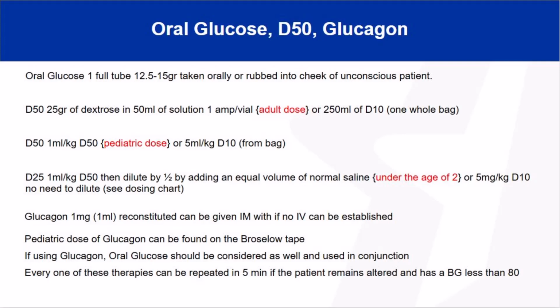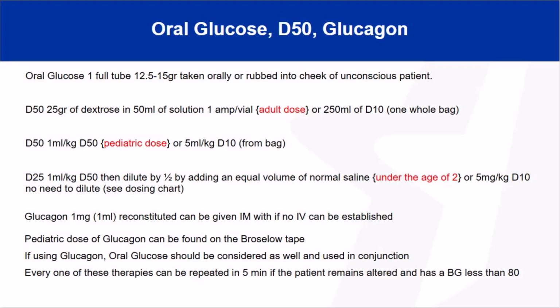D25 is 1 milligram per kilogram. D50, then dilute by half by adding an equal volume of normal saline if they are under the age of 2, or 5 milligrams per kilogram of D10. No need to dilute, and you can see the dosing chart included in your on-scene bag.